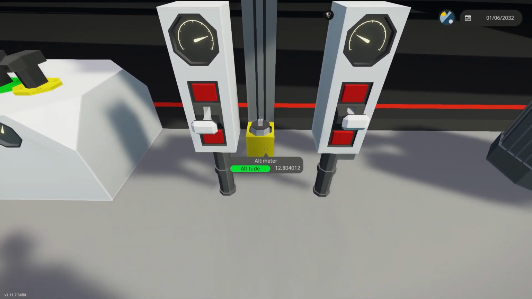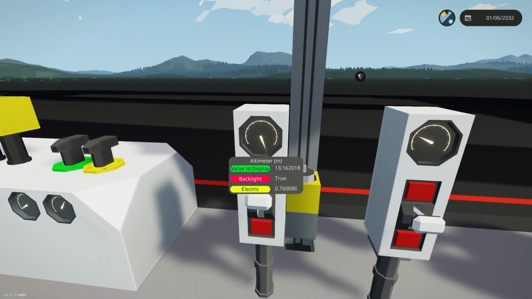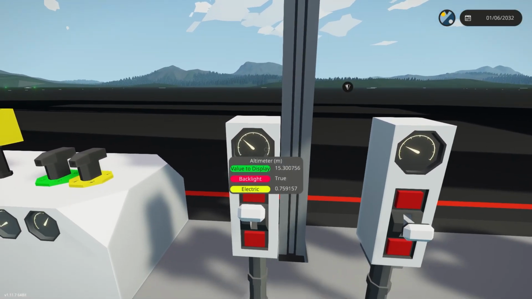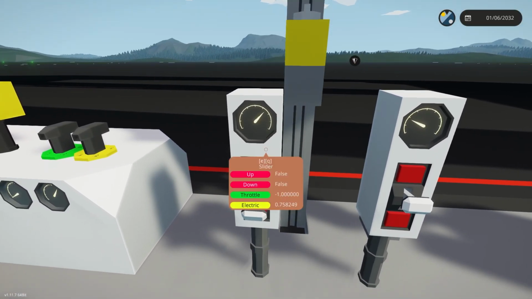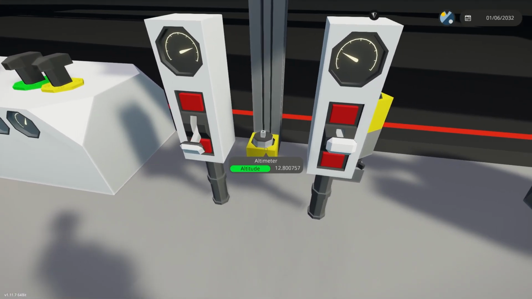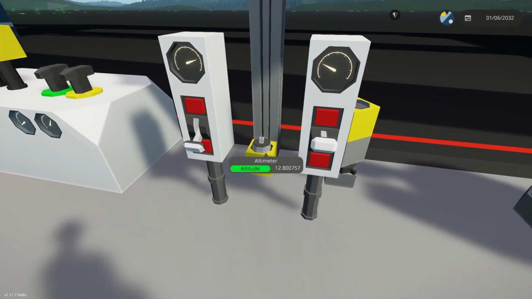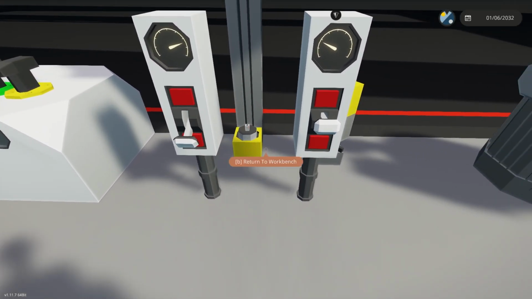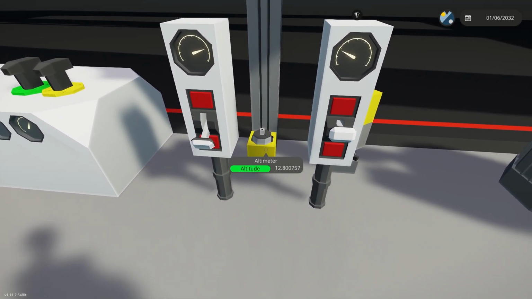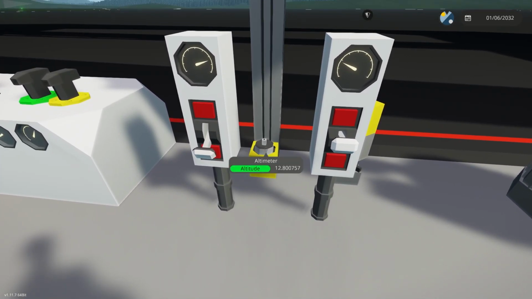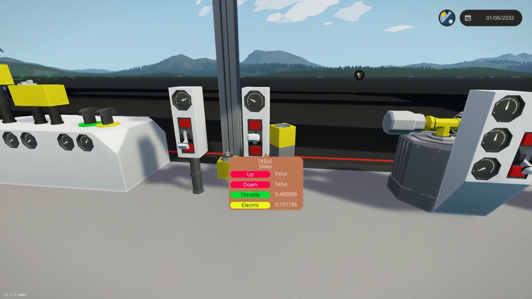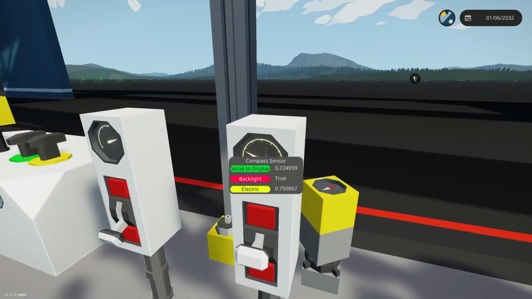The next thing we have is an altimeter, and this is going to show you the altitude. This is based off of sea level. So when this is 0, that is at sea level. Pretty useful to have. I use this in my submarine build, so when the altimeter was above sea level, it could start sucking air in. Pretty useful.